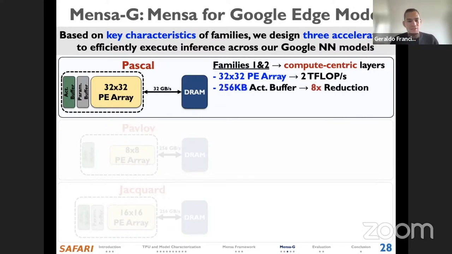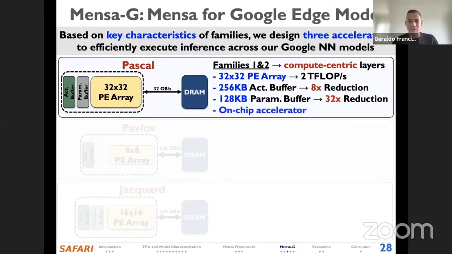We reduce the size of the activation buffer in Pascal compared to the baseline Edge TPU accelerator from 2 megabytes to 256 kilobytes. This reduction is possible due to the specialized dataflow that we designed for Pascal. We also reduce the size of the parameter buffer from 4 megabytes in the Edge TPU to 128 kilobytes in Pascal, because layers in families 1 and 2 have a small parameter footprint. Given the low off-chip memory bandwidth requirements for Pascal, we keep the accelerator on the CPU die.